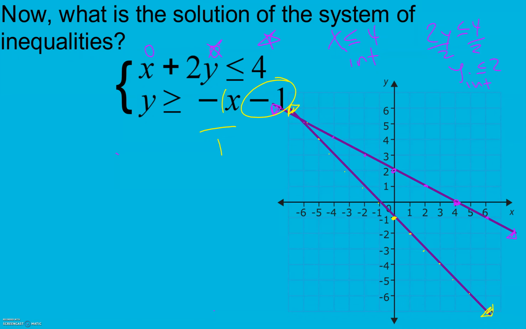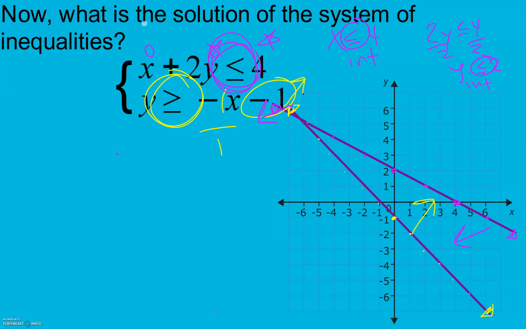Now, in order to find our solution, we need our shading here. From my purpley pink line here, I want them to be less than. I want y to be less than 2, x to be less than 4. So I'm going to go in this direction. For my yellow line, I want it to be greater. I'm going to go in this direction and that direction.